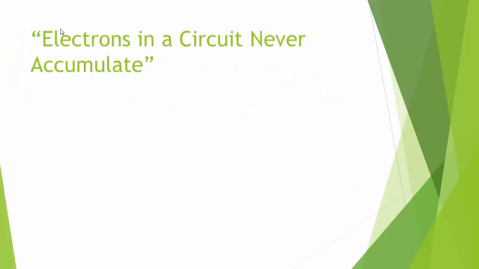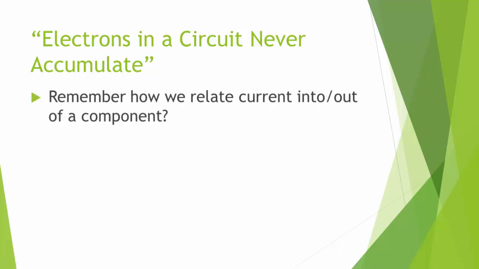We've discussed a few times now the idea that electrons in a circuit don't accumulate. And remember, this was the basis of our conga line principle, where the current that goes into a resistor has to be the current that goes out of a resistor. The current that goes out of a battery is equal to the current that goes into a battery.